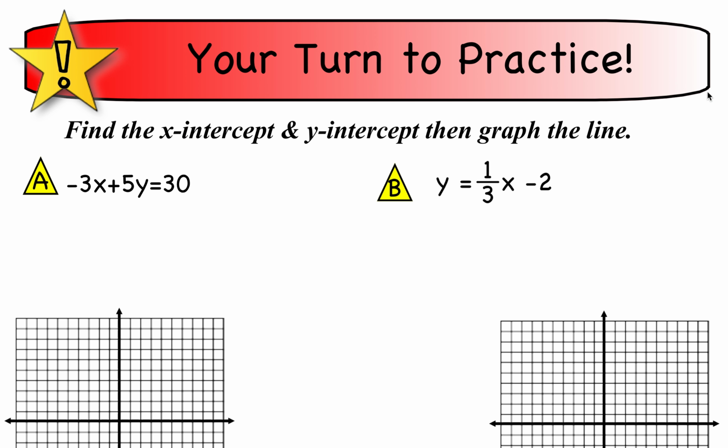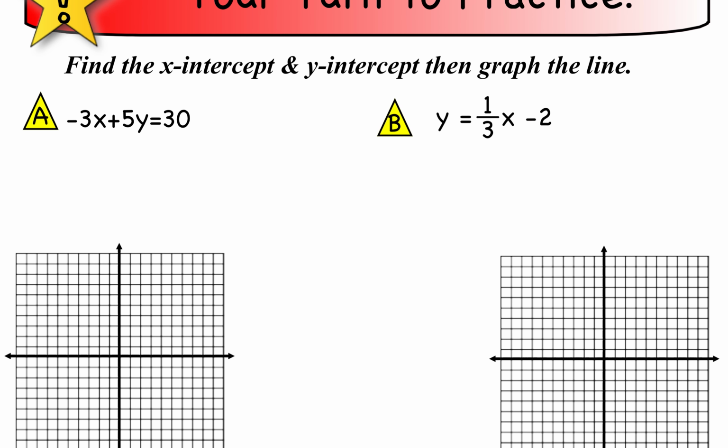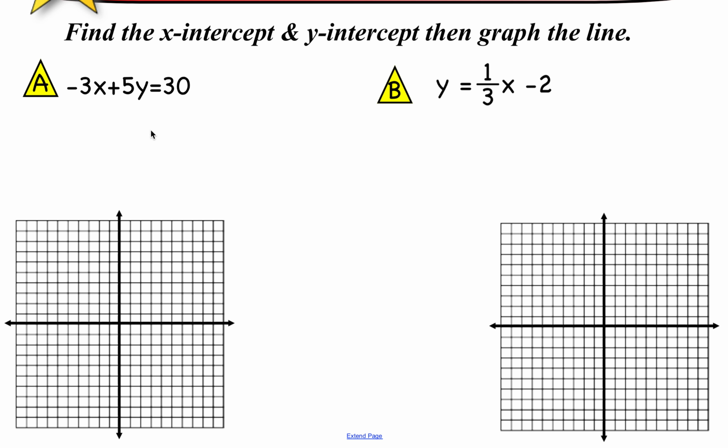Here are 2 for you to practice on. Go ahead and find the intercepts. Show me what each intercept is. You should write the intercepts as ordered pairs, graph them on the graph, and then connect them, making a line, and bring those answers to class.